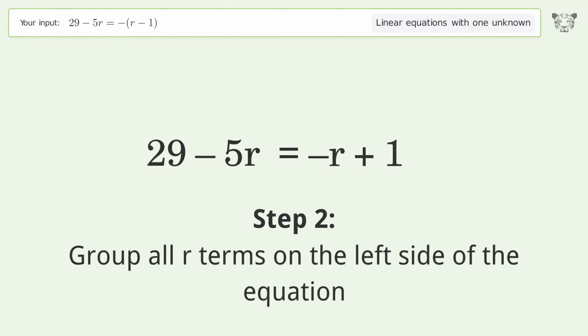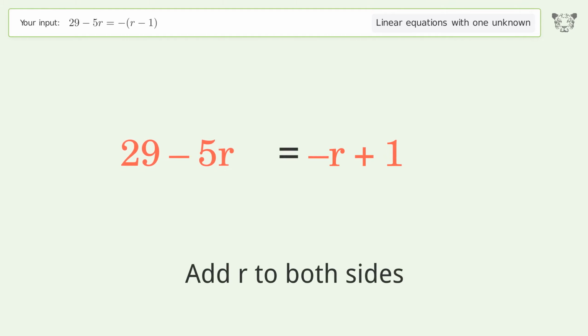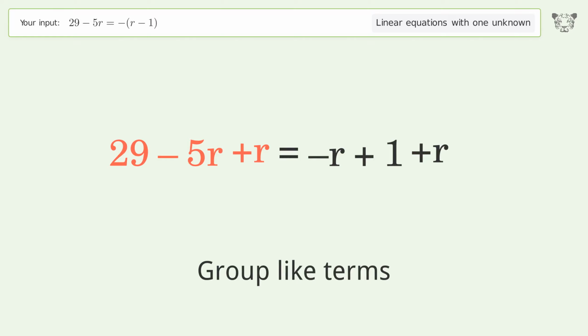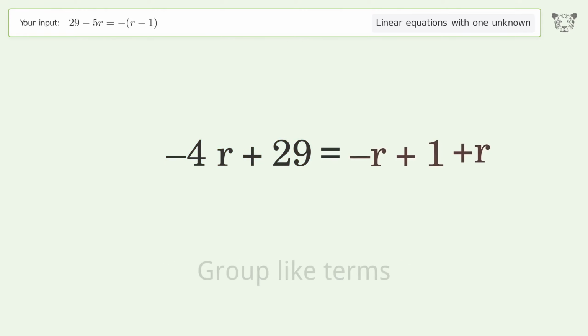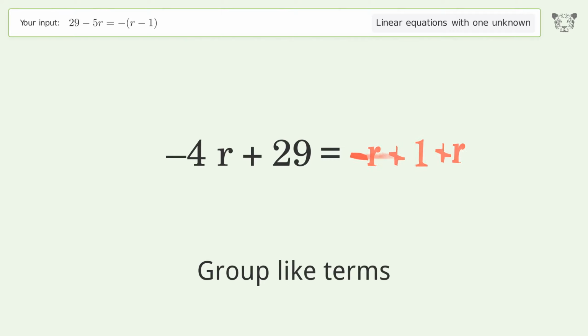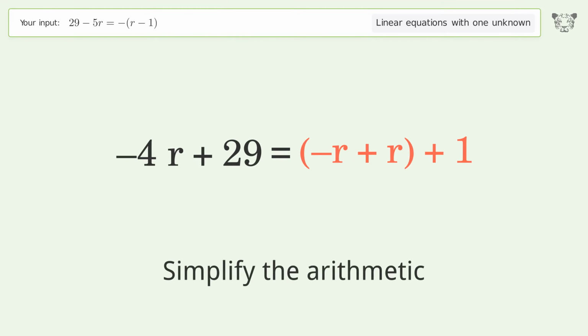Group all r terms on the left side of the equation. Add r to both sides. Group like terms. Simplify the arithmetic. Group like terms. Simplify the arithmetic.